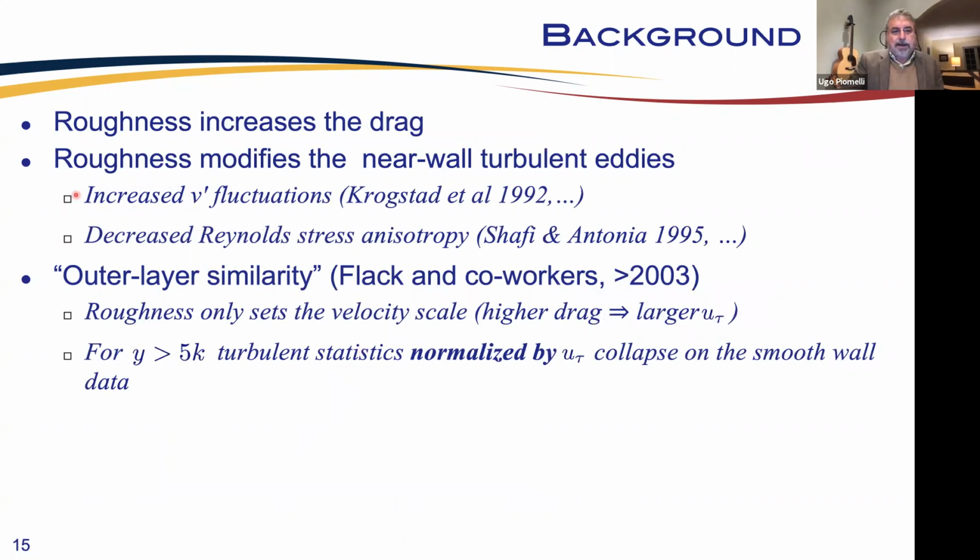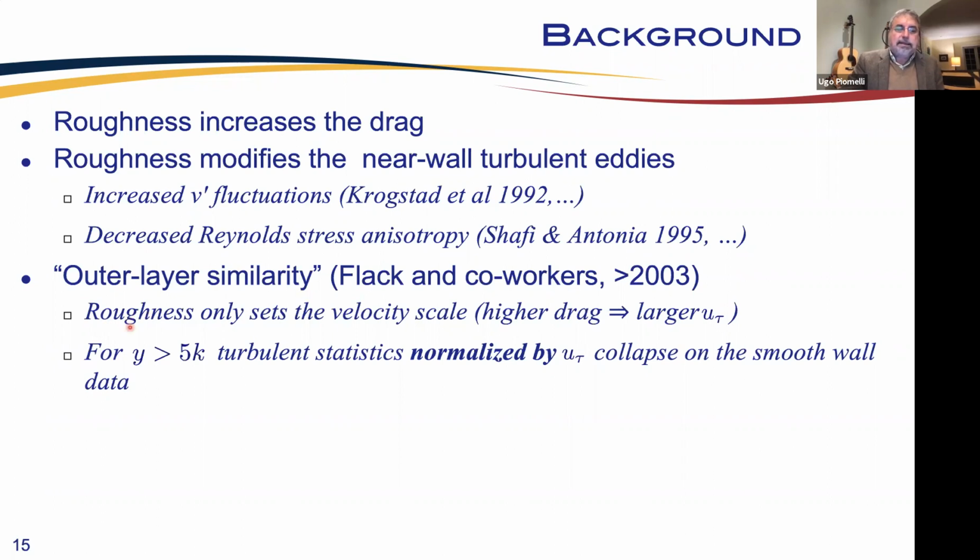We know other things about roughness. It doesn't only increase the drag, it also increases the wall normal fluctuations and decreases the Reynolds stress anisotropy. In a rough wall boundary layer, the streamwise normal Reynolds stresses are not as large compared with the wall normal and spanwise ones as they are in a standard boundary layer. Also, there is outer layer similarity, also known as Townsend's similarity.